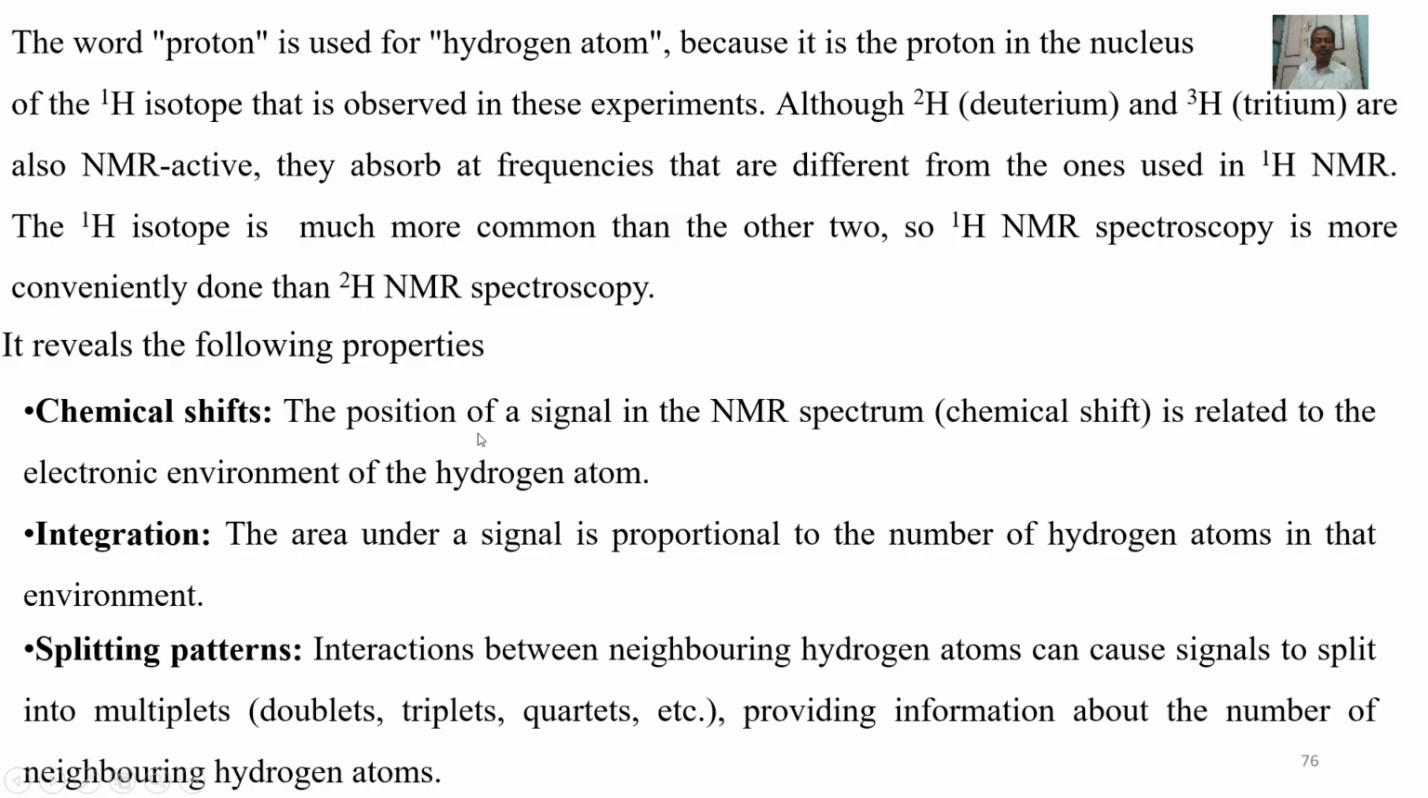The position of a signal in the NMR spectrum, chemical shift, is related to the electronic environment of a hydrogen atom. Integration: the area under a signal is proportional to the number of hydrogen atoms in that environment. Splitting patterns: interactions between neighboring hydrogen atoms can cause signals to split into multiplets, doublets, triplets, quadruplets, etc., providing information about the number of neighboring hydrogen atoms.